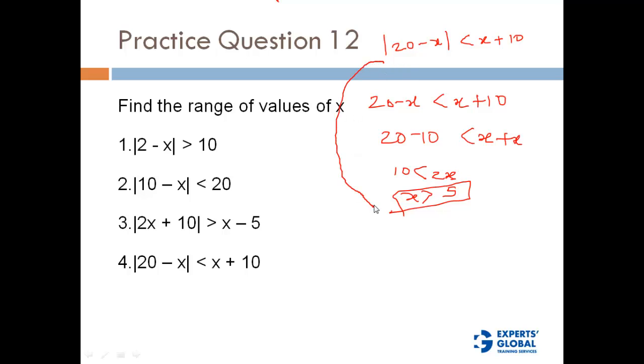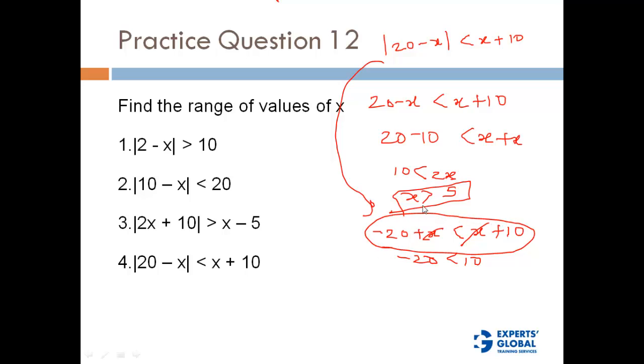Second one, we'll start with the negative of what is there in the absolute value term. So we get negative of 20 plus x less than x plus 10, right? So as you will see, on both sides we have x common, right, and minus 20 will always be less than 10. So this equation does not really mean much. So that means we don't have the second confining range, we have only one range, which is x greater than 5, and we are talking about 0 here, 5 here. We are talking about all the numbers to the right hand side of 5, from 5 to infinity.